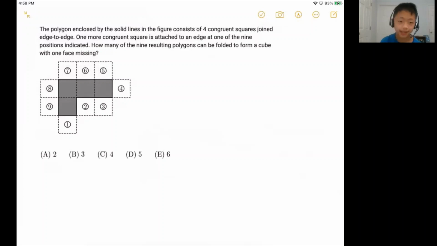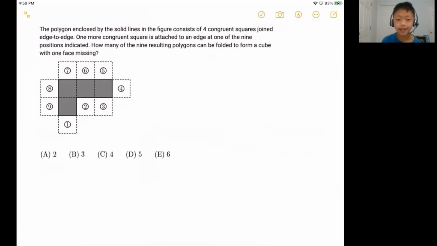So this question was kind of confusing, or kind of interesting. In this question, you have a polygon enclosed by the solid lines in the figure that consists of 4 congruent squares joined edge to edge. We're given 1 more congruent square attached to an edge at one of the 9 positions indicated. We want to know how many of the 9 resulting polygons can be folded to form a cube with 1 face missing.